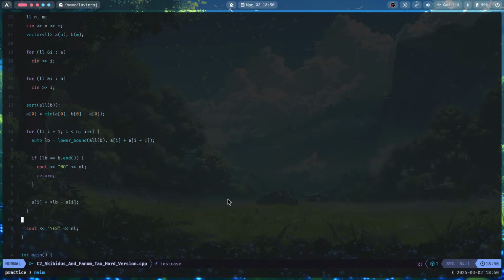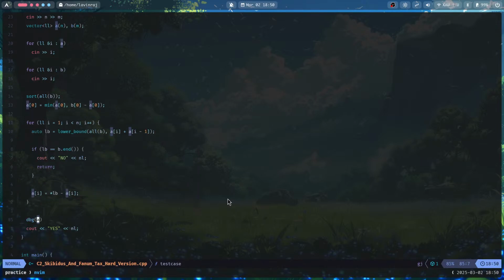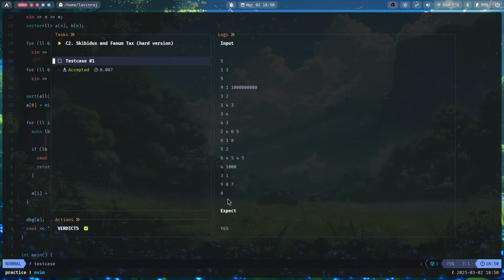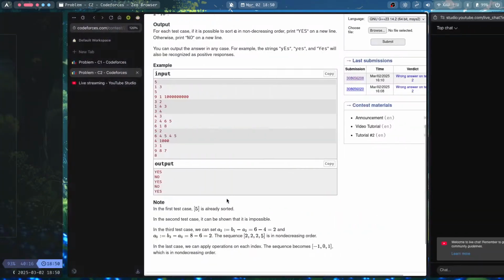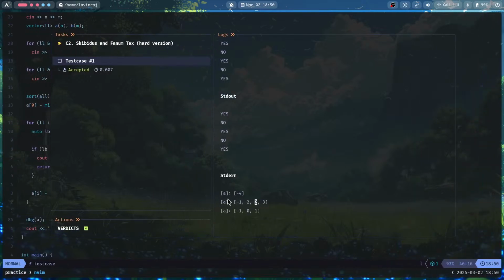Okay, let's debug that. Let's see the shape of the outputted array. Okay, this is the first one, this is the third one. The third one is negative 1, 2, 2, and 3. It's negative 1, 2, 2, and 3. It's correct. Then we have negative 1, 0, and 1.